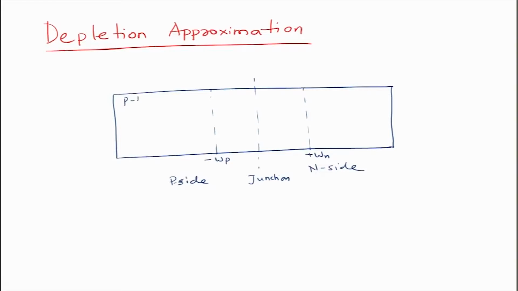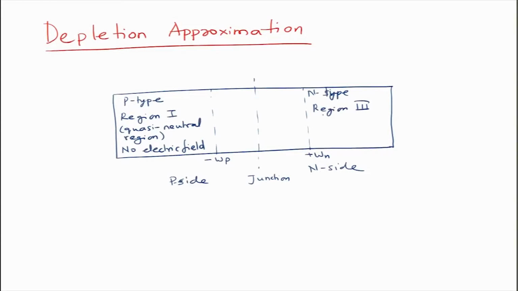and so this is basically p type region 1, which is called as quasi neutral region, which is what we called as neutral regions earlier, and it has zero electric field, which means the bands remain flat, okay. This is n side, this is region 3, which is again a quasi neutral region with no electric field, okay.